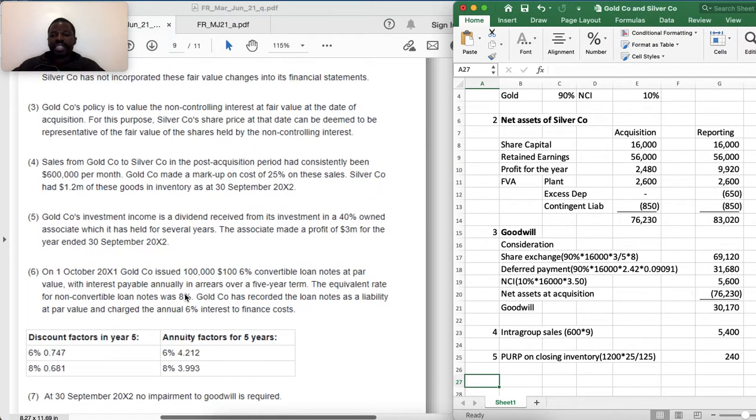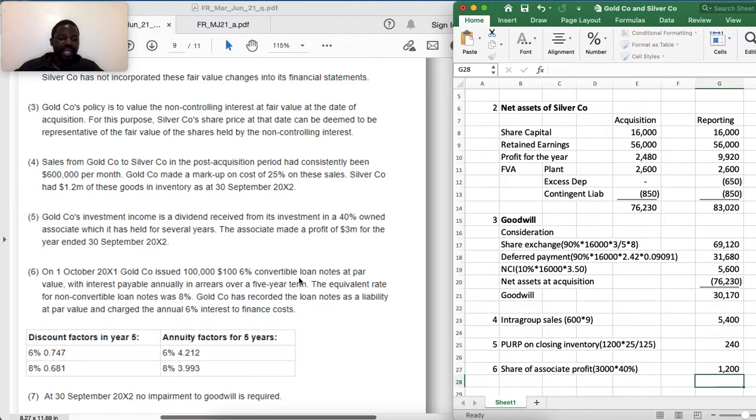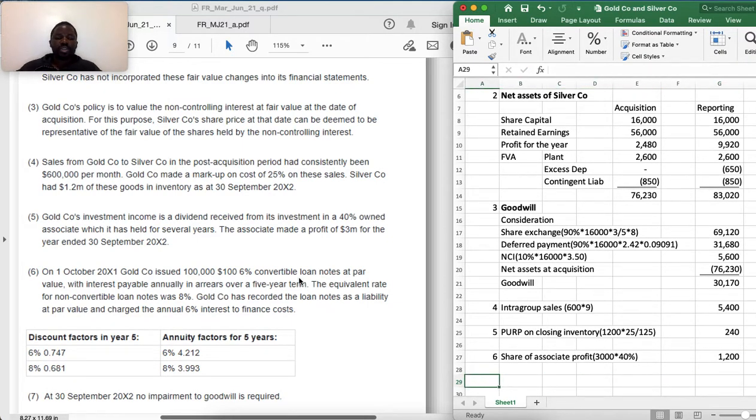So we'll remove that 800 and also put this profit of the associate. Let's say share of associate profit. How much the associate made the profit of 3,000. Goldco owns 40% of that. So we say 3,000 multiplied by 40%, like that. So we'll give Goldco 1.2.